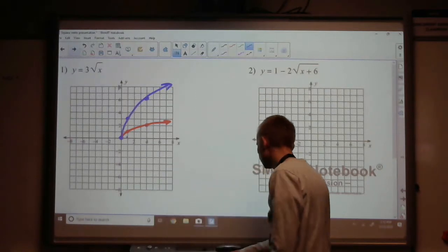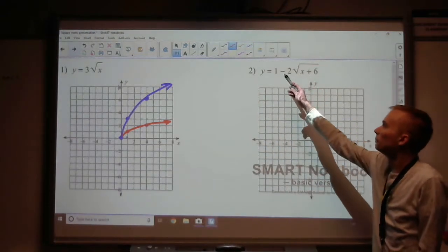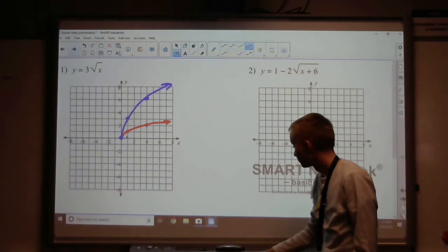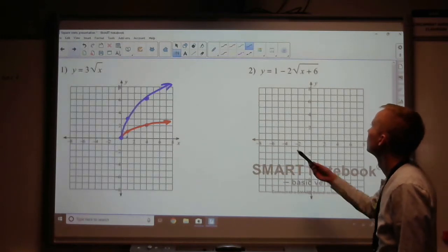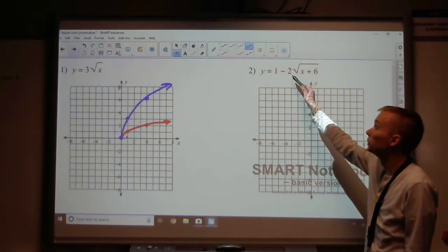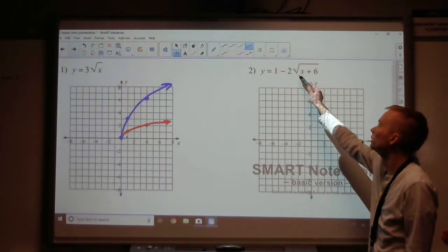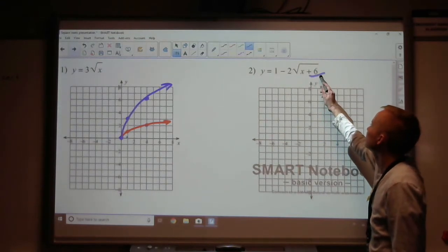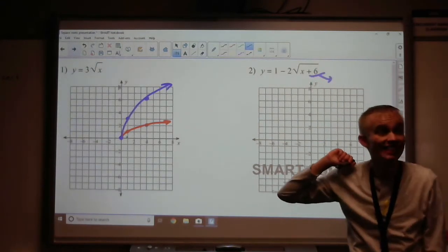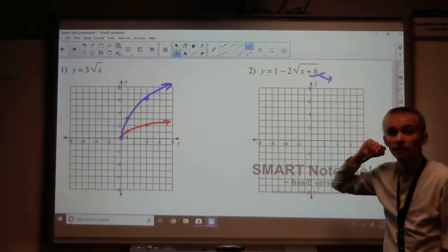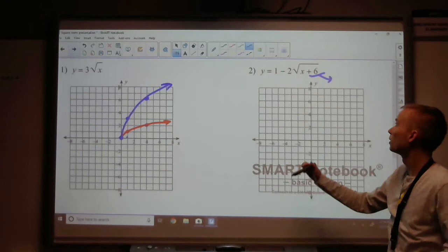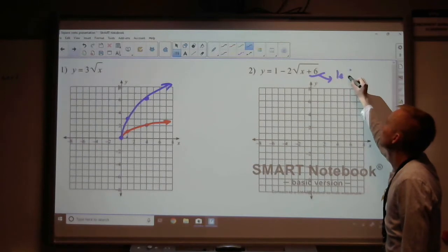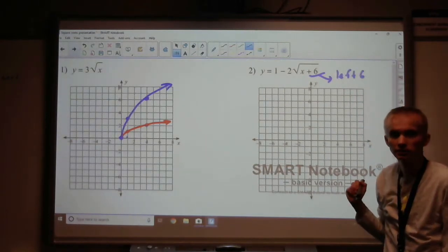So let's do one last example with a combination of all of these things going on. Okay? So I've got here 1 minus 2 times the square root of x plus 6. Okay? Well, the 6 is inside the square root with the x, so that tells me right and left which way I'm going to go. Okay? So where it's a plus, I do the opposite. I go left 6. Okay?